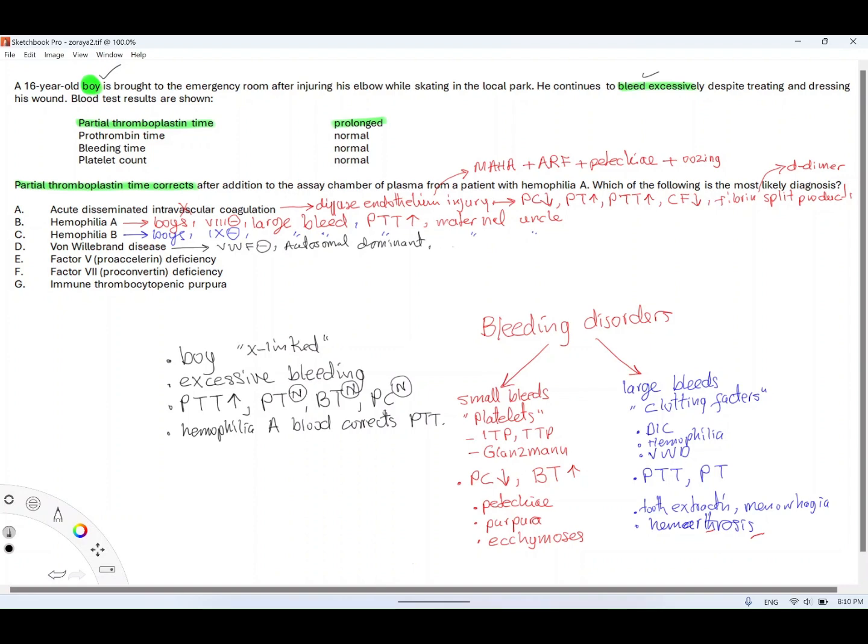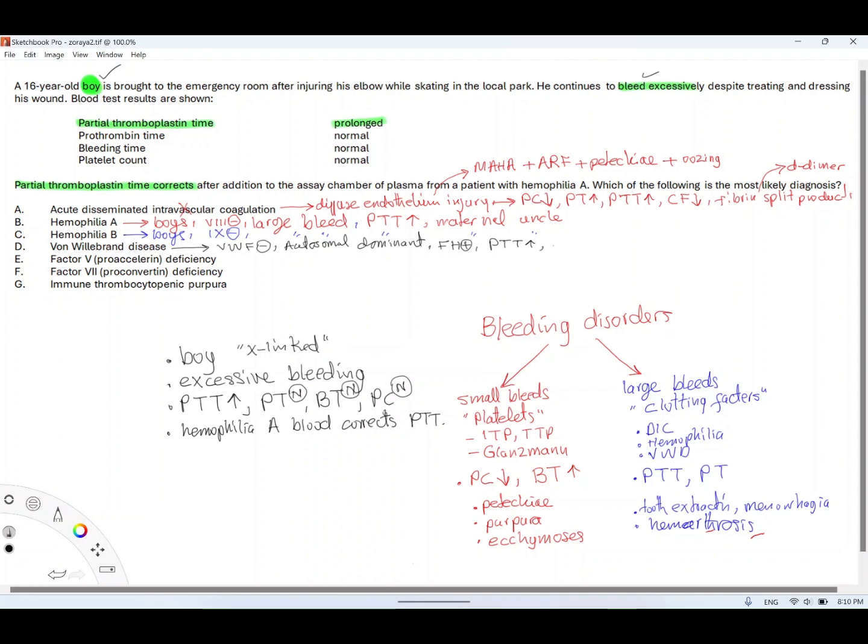Look for that, and you should be looking for family history. There is no skipped generation. Every generation will have the disease because it's dominant. And because factor 8 is related to it, it will lead to factor 8 deficiency. So we expect PTT to be increased as well.